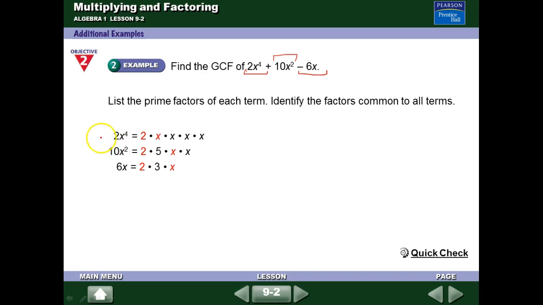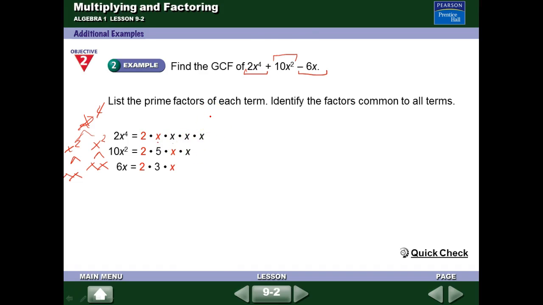So 2x to the fourth. How can I break this down? Okay, prime factorization, we've made factor trees. So think of it as 2. How can I break 2 down? Well, 2 times 1. How can I break x to the fourth down? Well, that's really x squared times x squared. What's really x squared? X times x, x times x. So it's really 2 times x times x times x times x.